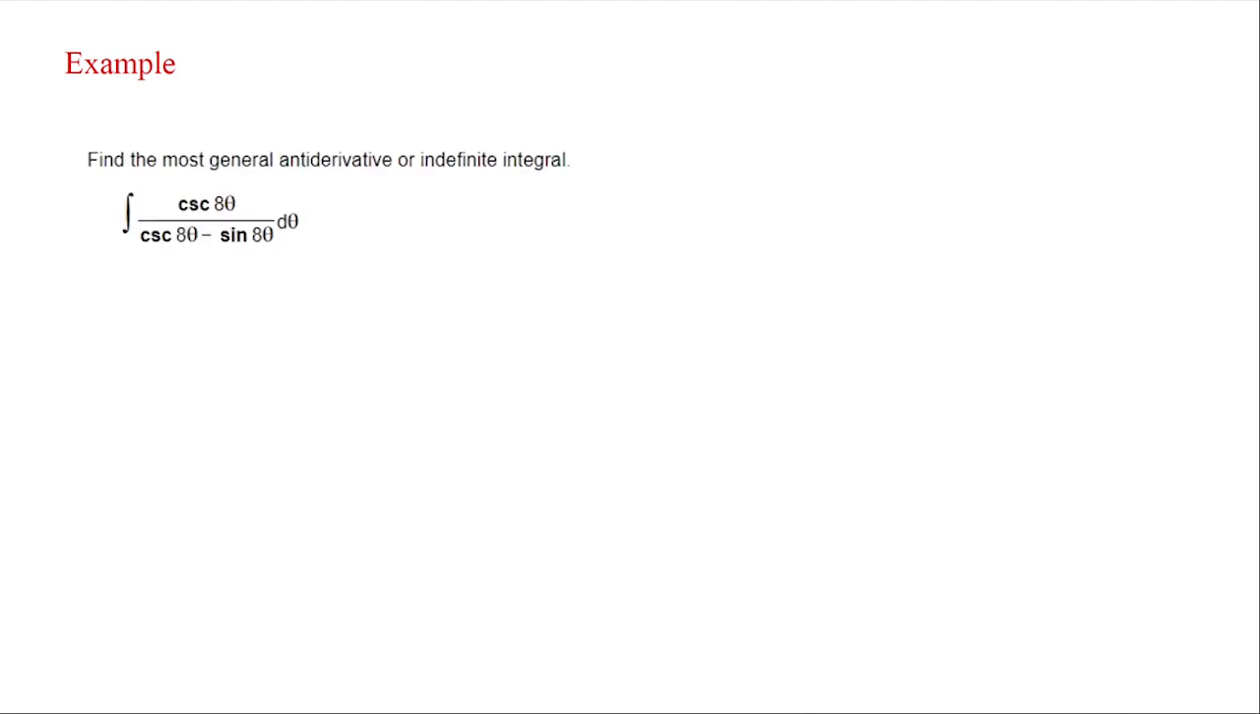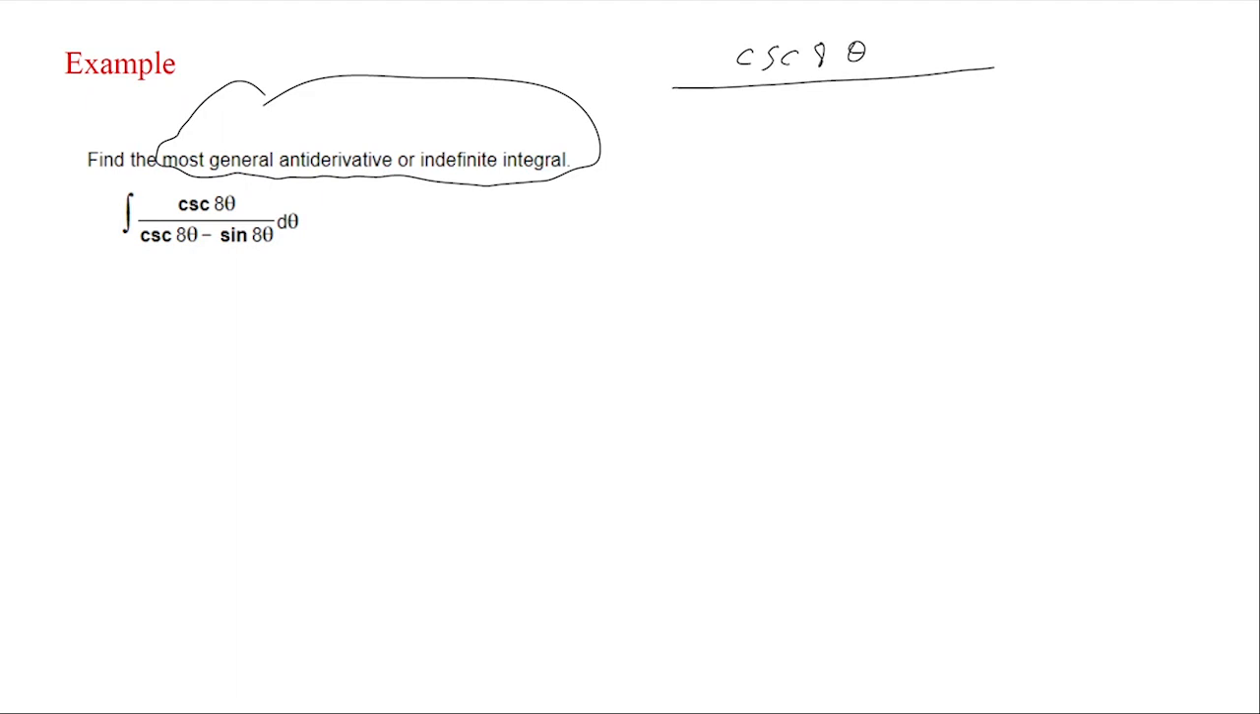So I don't need this space. Now here we are looking for antiderivative. Before doing this kind of problem, try to simplify this if it's possible. Trig functions, sometimes they can be simplified. Cosecant 8 theta over cosecant 8 theta minus sine 8 theta. I'm just going to try to simplify it if it's possible.